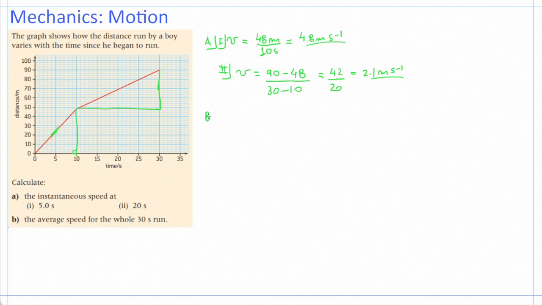Now, letter B. What is the average speed for the whole 30-second run? So now we have to take total distance over total time. Total distance was 90 meters and total time 30 seconds. So 90 meters in 30 seconds, that's 3 meters per second. That's the average speed.